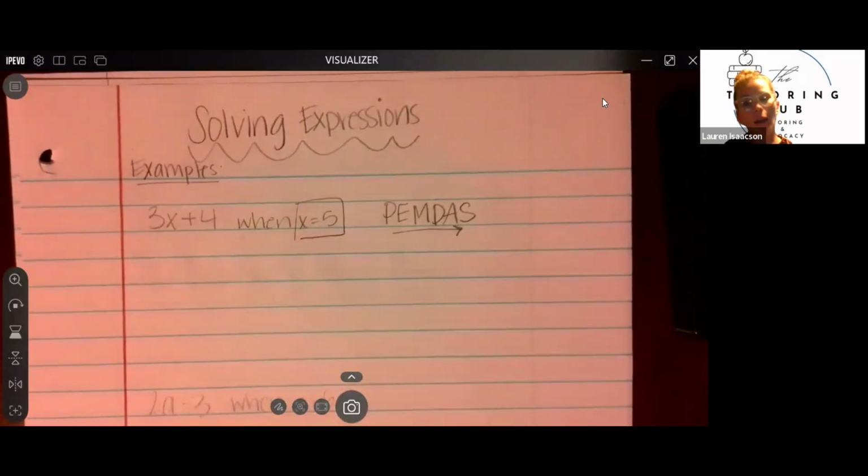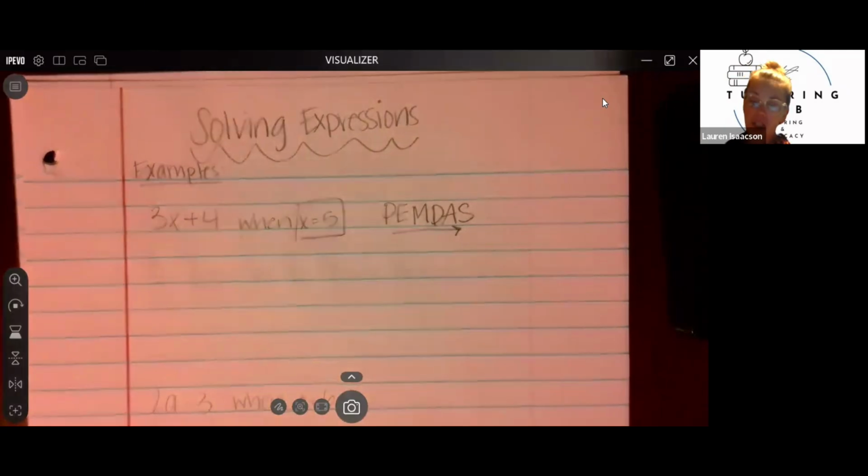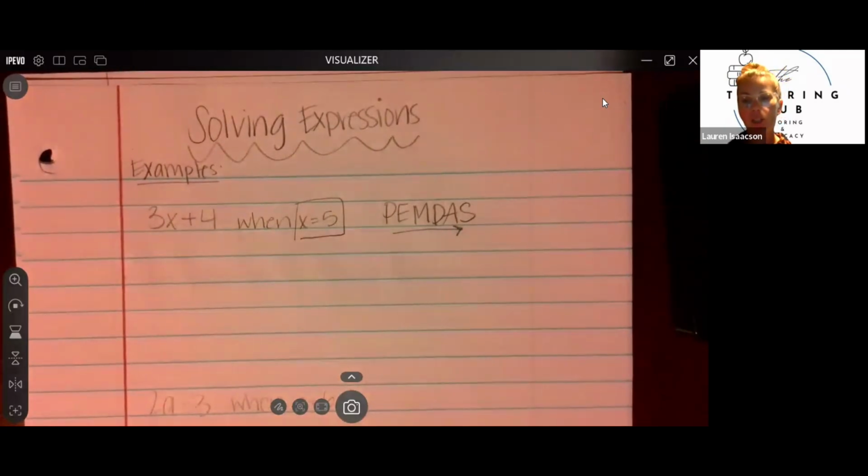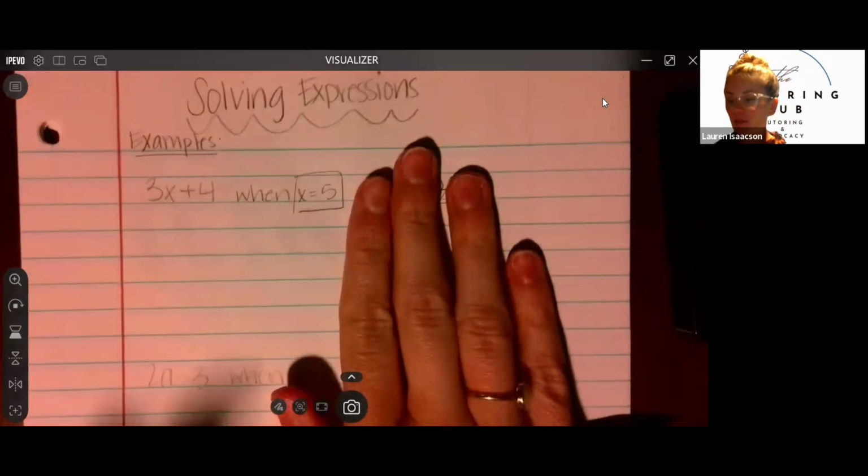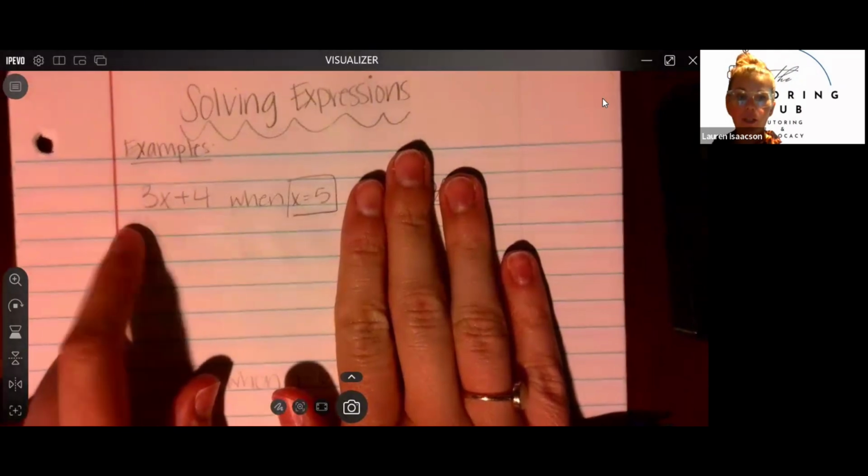Welcome back to Math with Miss Rebecca, okay? So we are working on expressions, right? So today we're going to do solving expressions. Writing expressions is your first step, okay? Then today we're going to plug in numbers and solve, okay? So let's look here. So we have some examples.